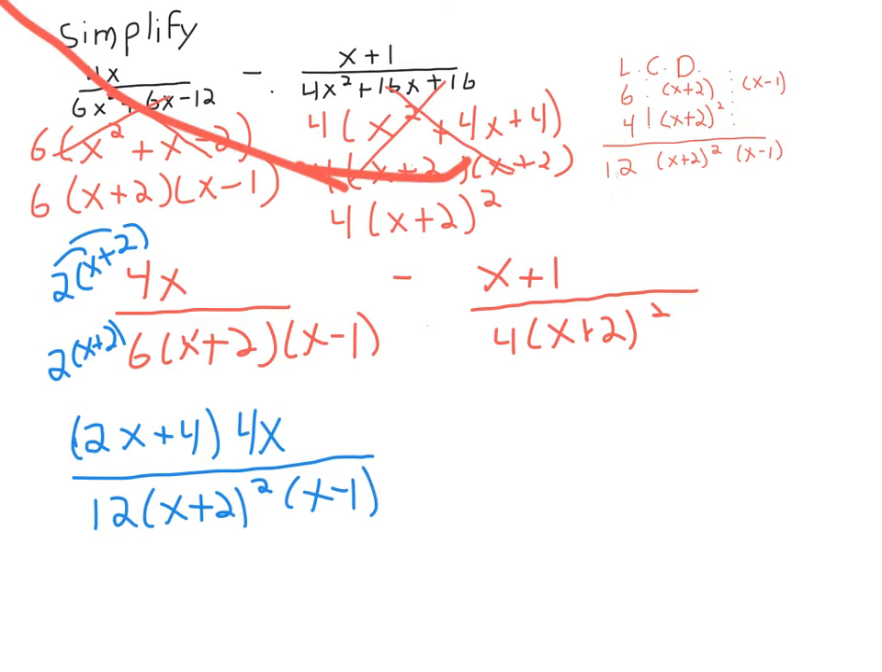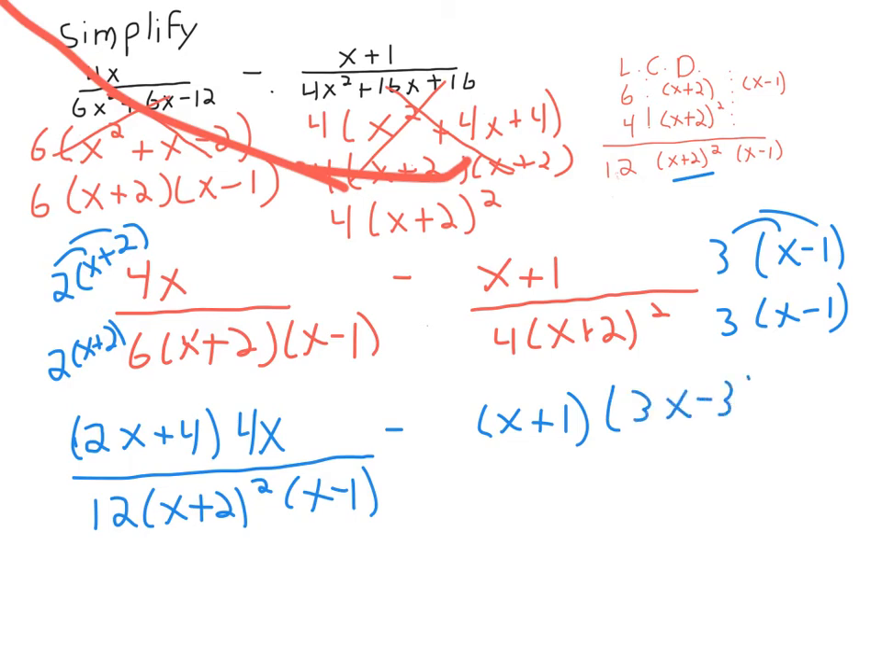Doing the same technique to the other side, I'll start with the 4, and it needs to be 12, so I'm going to multiply top and bottom by 3. I have (x plus 2) squared, I have one of those already, so all I need is the x minus 1. That means our new numerator, and I'm going to distribute, is the original x plus 1 times 3x minus 3, over a common denominator of 12 times (x plus 2) squared times (x minus 1).